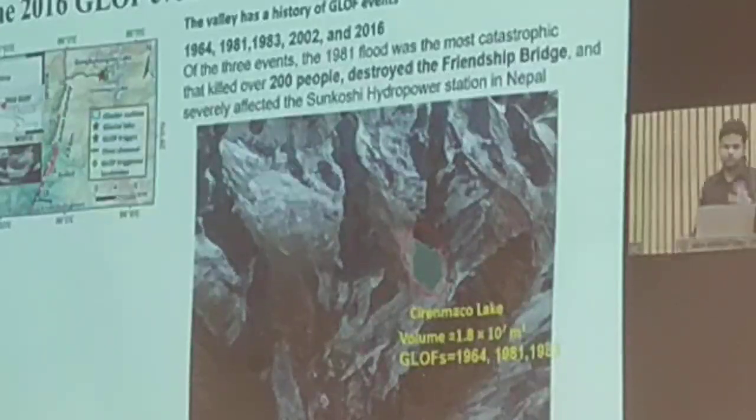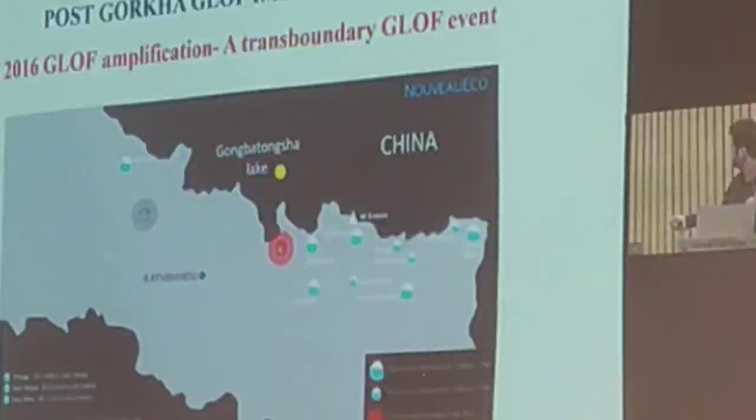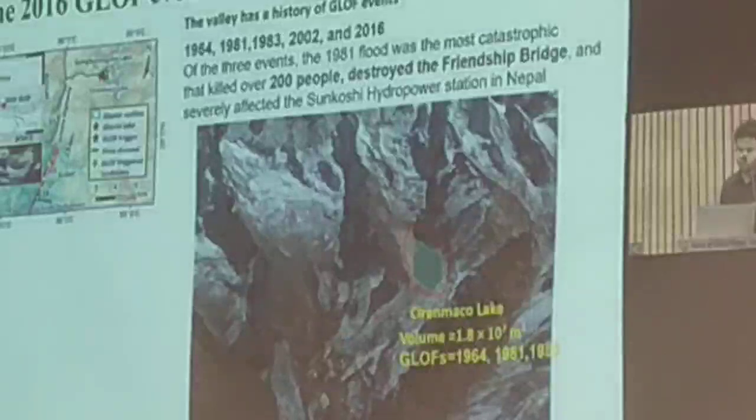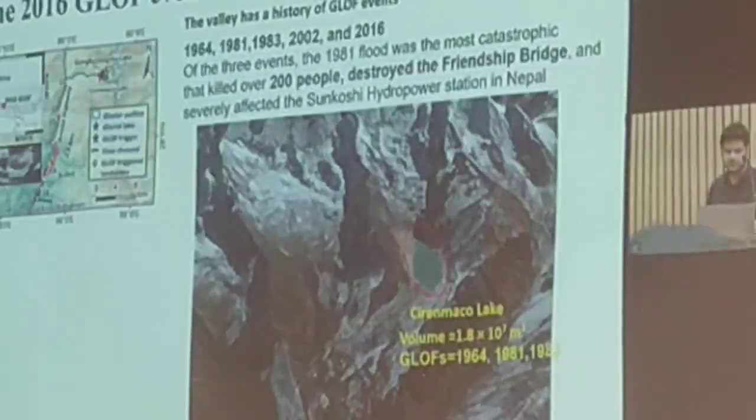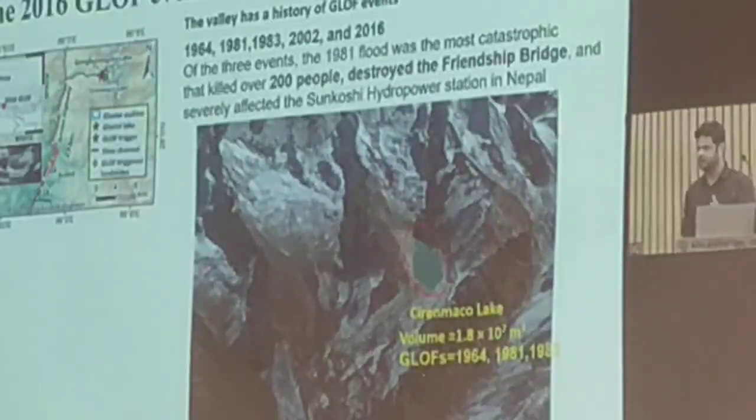You'll be shocked to know that we have had a history of GLOF events in this particular basin. Here, this transboundary basin, which is called the Poiqu Basin. This particular valley had previous GLOF events in 1964, 1981, 1983, 2002, and 2016. All these events have occurred from this particular lake, which is called the Cirenmaco Lake.